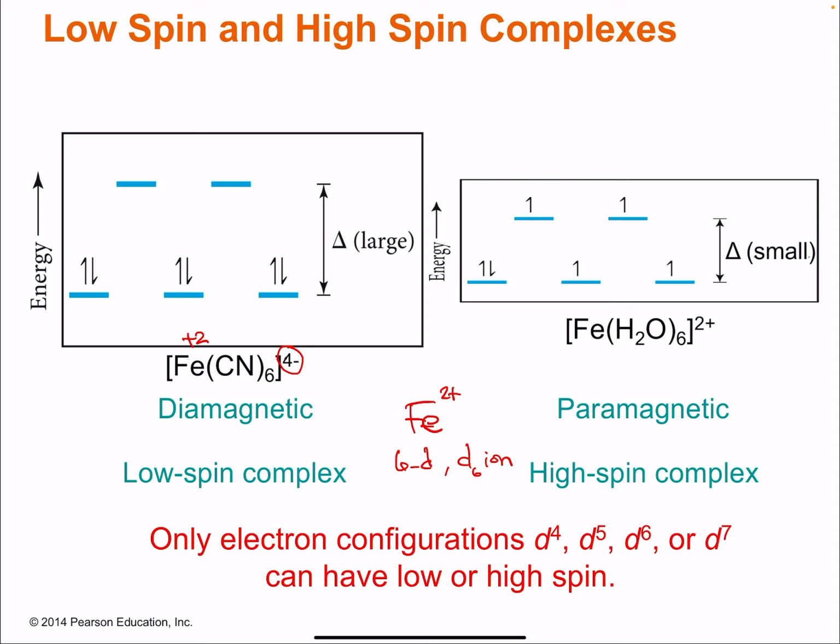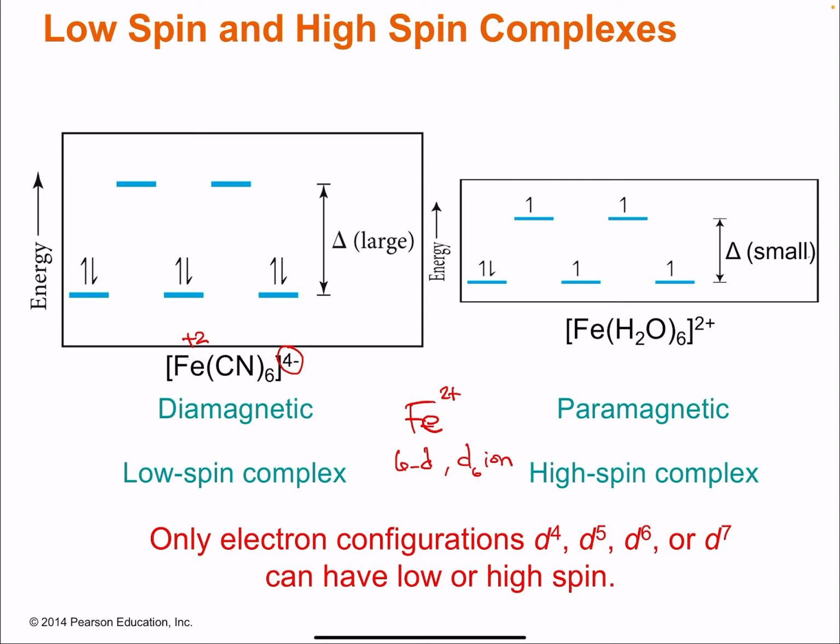So for a d6 ion, if you have a large splitting, you fill the lower level d orbitals first and then go to the higher level, because the splitting energy is large. The pairing energy, which is the energy when electrons pair into the same orbital, is less than the splitting energy. So electrons just prefer to fill the lower level.